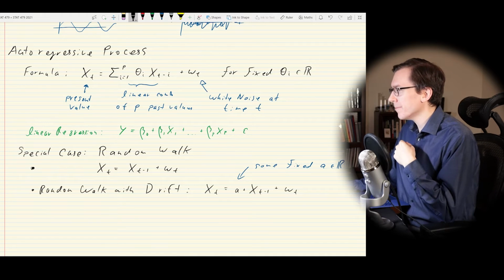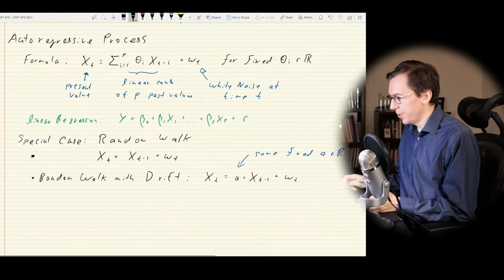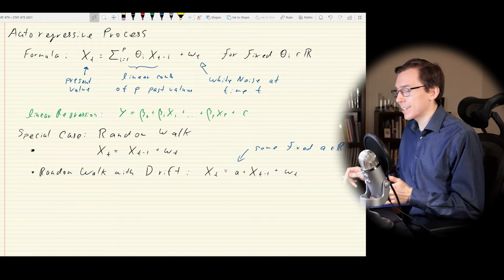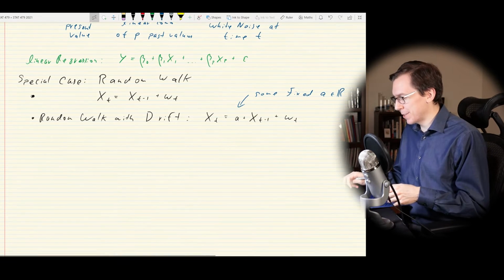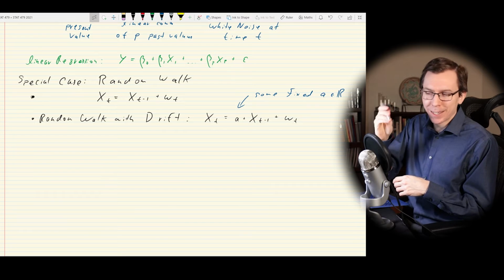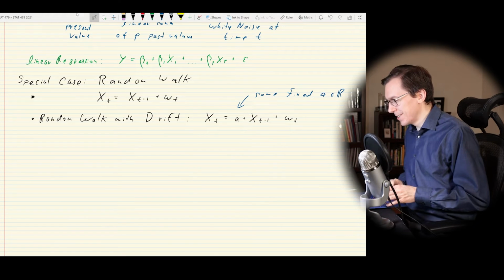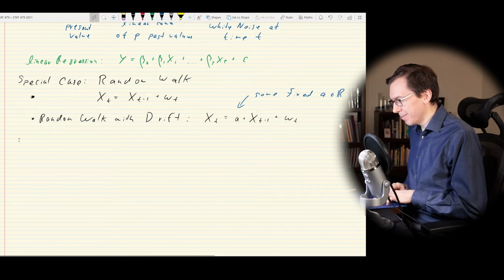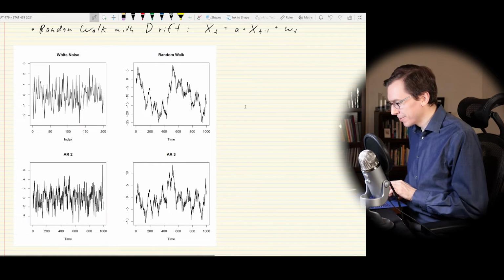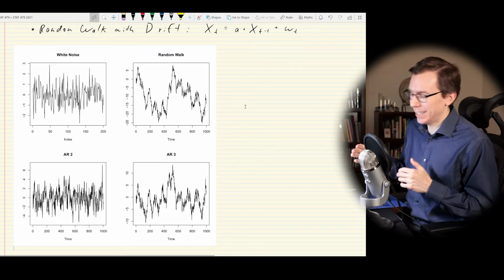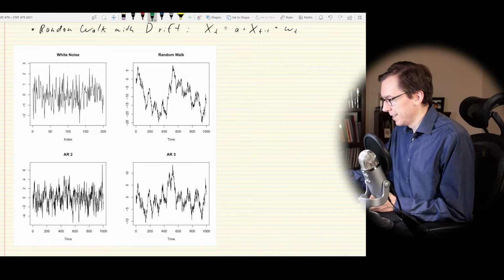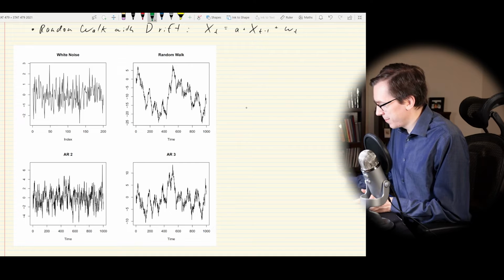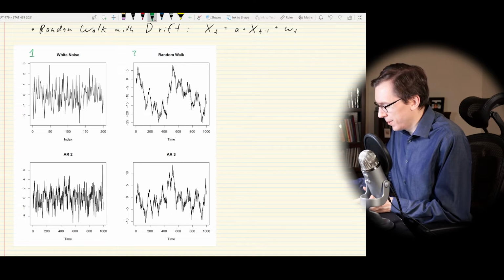So perhaps the best way to illustrate this is to actually look at some pictures of autoregressive processes. And rather than me trying to draw them with this silly pen here, what I can do is copy some graphs that I have already produced in R. So here we have 4 different examples to look at. The first one, let's number them. 1, 2, 3, and 4.